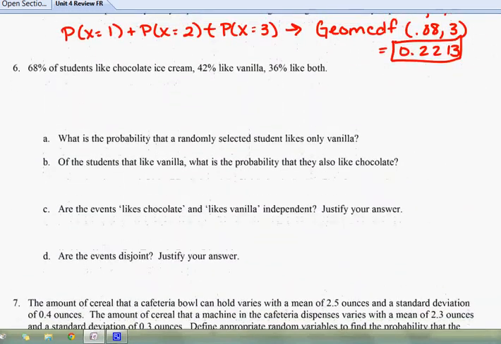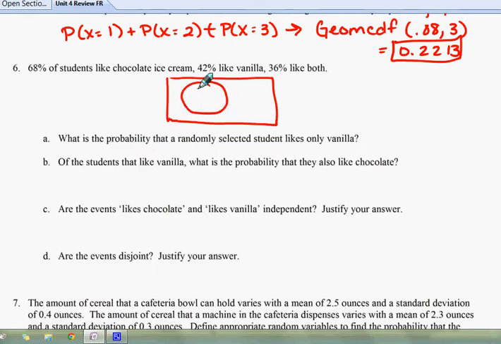Flashback. Going back in time. Talking about chocolate ice cream, vanilla ice cream, and both. And that word both in a situation like this, 9 times out of 10, I'm going to draw a picture. So, I have chocolate, I have vanilla, and I have a very difficult to read circle. So let's try that again. Let's make it big enough so that I can actually put numbers into this figure. I'm not a perfectionist at all.